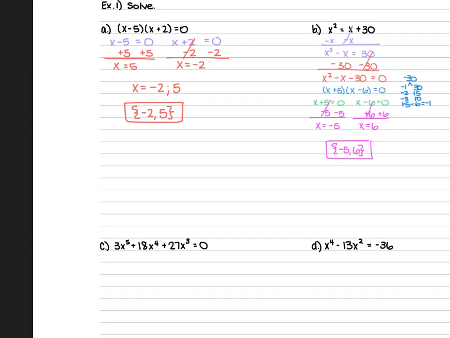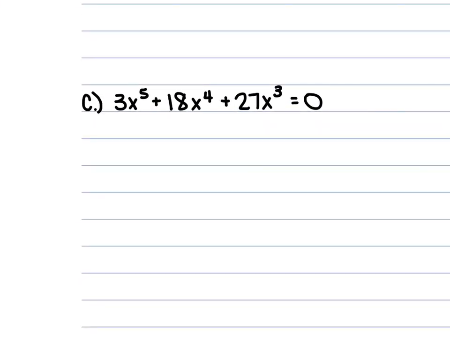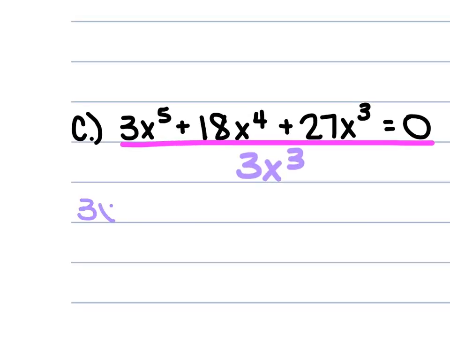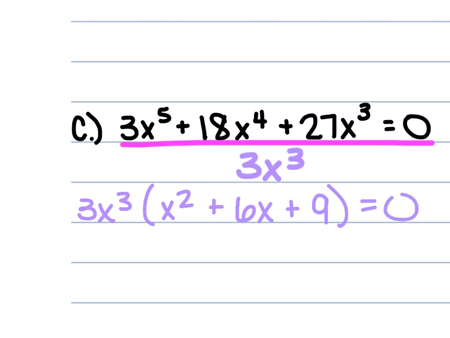If we look at our next example, C, we have 3x to the 5th power plus 18x to the 4th power plus 27x cubed is equal to 0. So first factor out your greatest common factor, which is the 3x cubed. So if we factor out the 3x cubed, we're going to have 3x cubed times what's left over. We're going to have x squared plus 6x plus 9 is equal to 0.